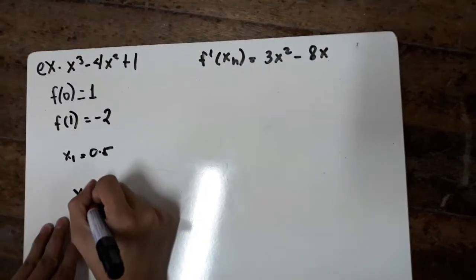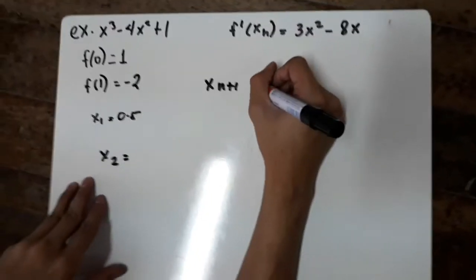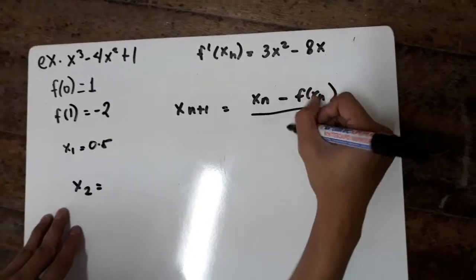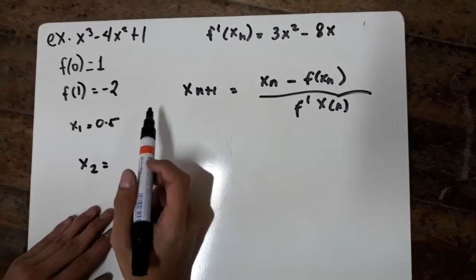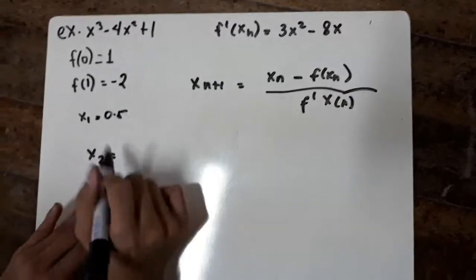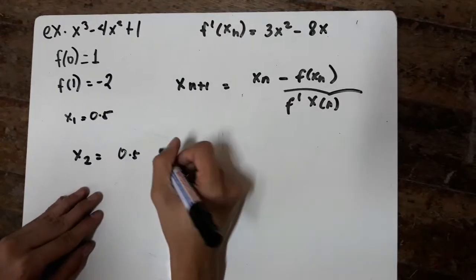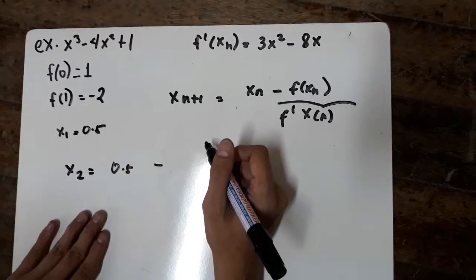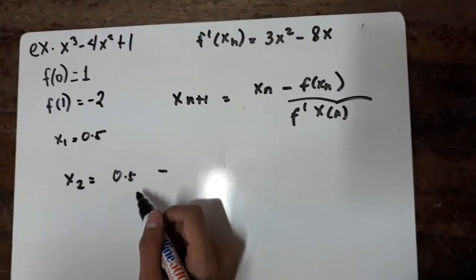Now let's find x sub 2. It is our formula, so that you guys can see, x sub 2 is equal to 0.5 minus the f of x sub n over f prime of x sub n.